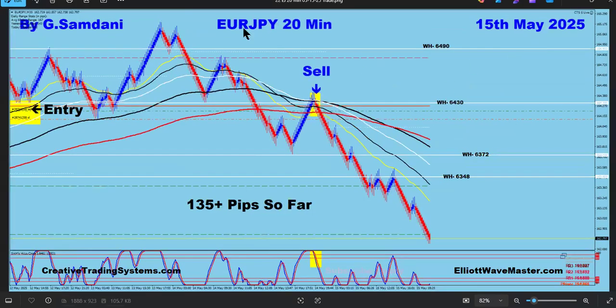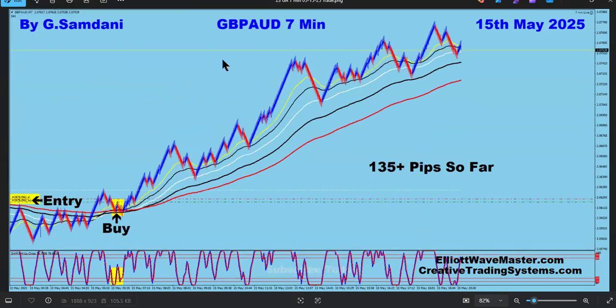On the 15th, euro yen, it came down and then a beautiful entry. It made it on the 200 box, 20-minute chart. And from here to here, 135 pip. Right? The target was to the downside, 62.42, but the other trade took it.